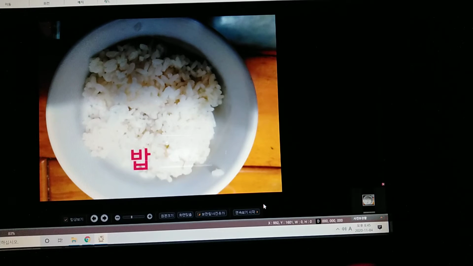Rice in Korean, bap. Can you see it? Bap, bap. And let's see next one.